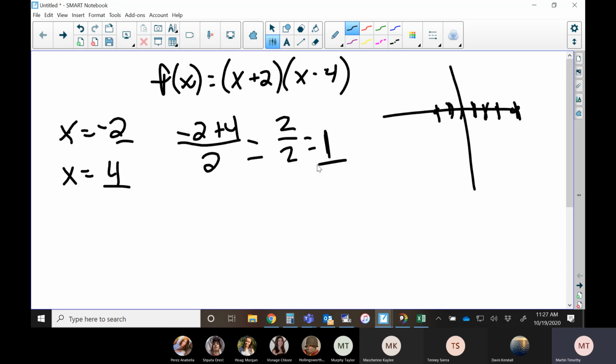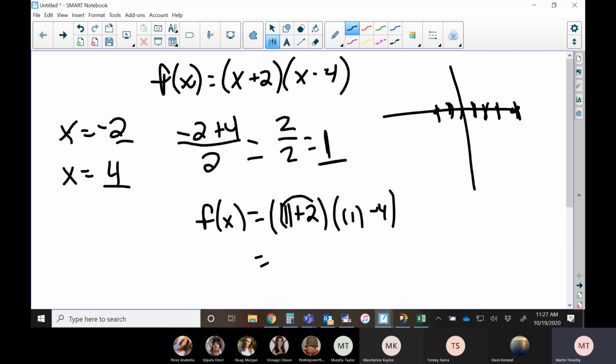So what do I do to find the y? Plug 1 in for x. I should plug in using parentheses just to get you in the habit of that. 1 plus 2 is? 1 minus 4 is? Negative 3. Negative 3 times positive 3 is? Negative 9. Boom.